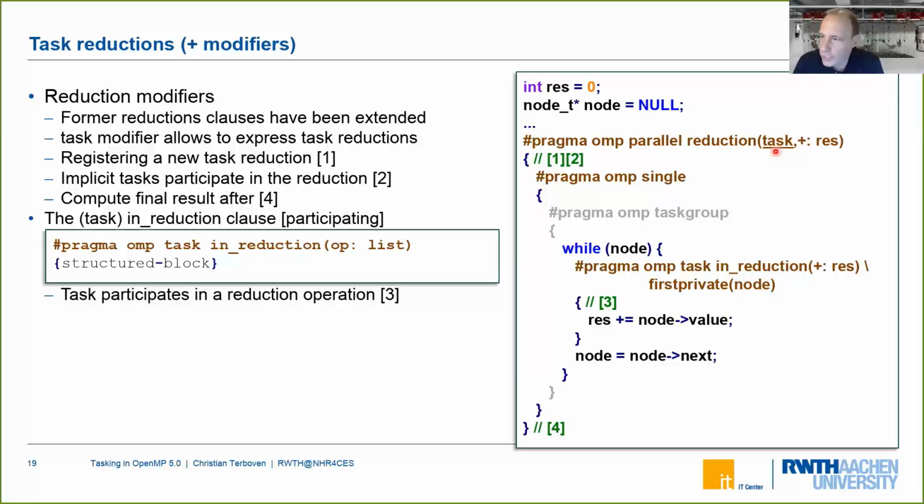Again, we have to register a variable for a task reduction to make sure that the runtime allocates sufficient memory within each task. So again, this is a feature often requested by the community that's now part not only of the standard, but also of current implementations.